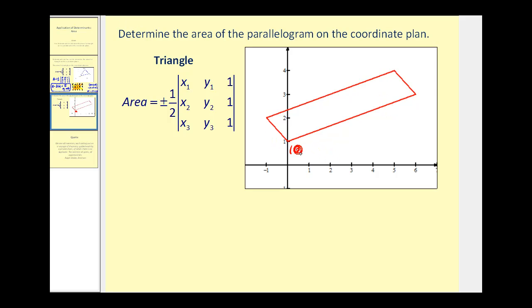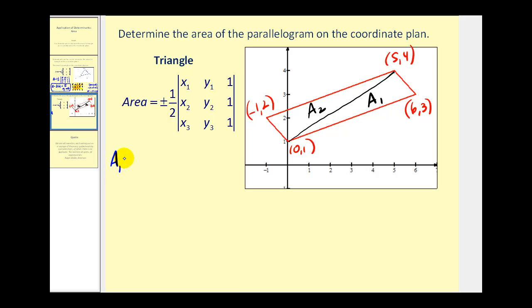It's the point 0, 1, 6, 3, 5, 4, and negative 1, 2. So what we can do is break this parallelogram up into 2 triangles. So if we were to draw the diagonal from this point to this point, the diagonal forms 2 congruent triangles in our parallelogram, so we can find the area of this triangle here and then just double it to find the total area. So let's call this area 1, and this will be area 2.